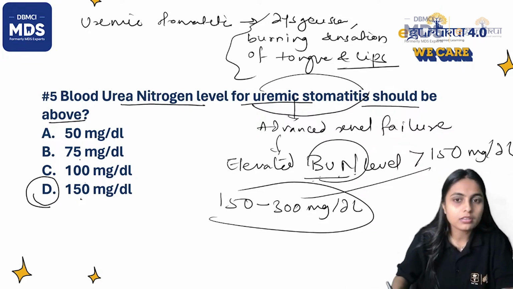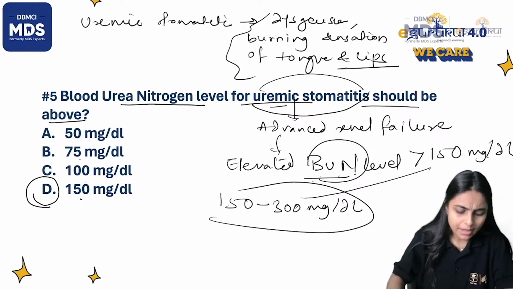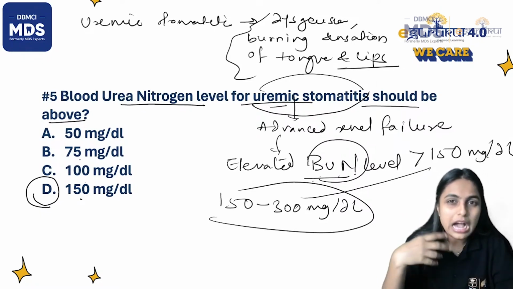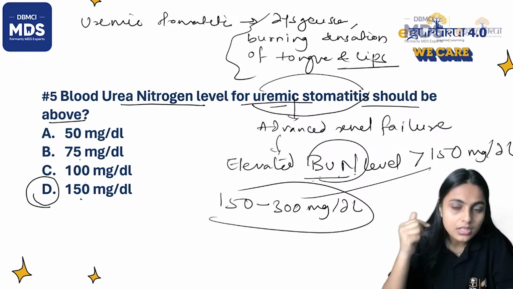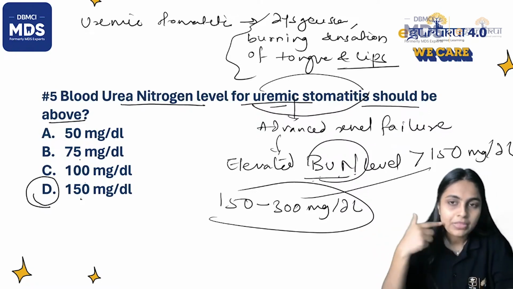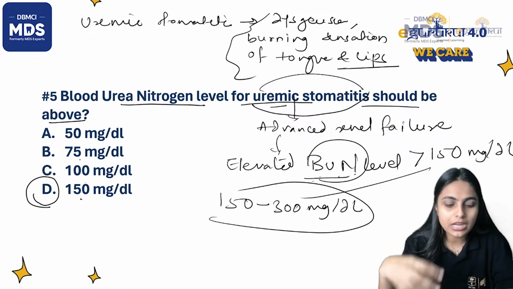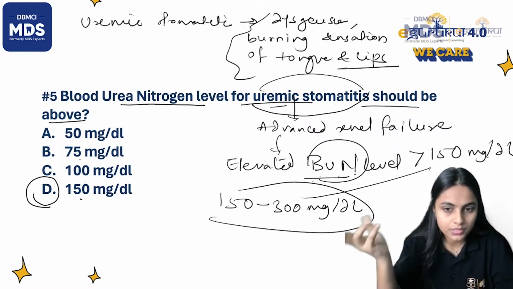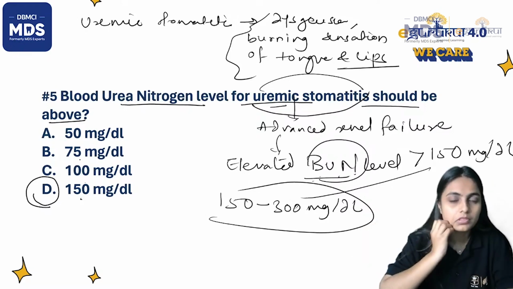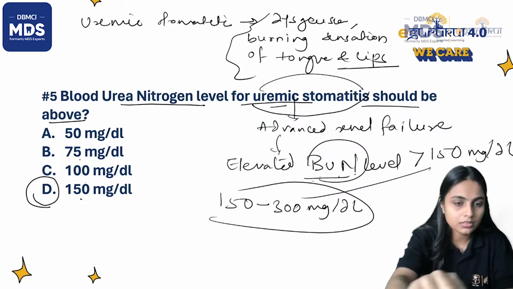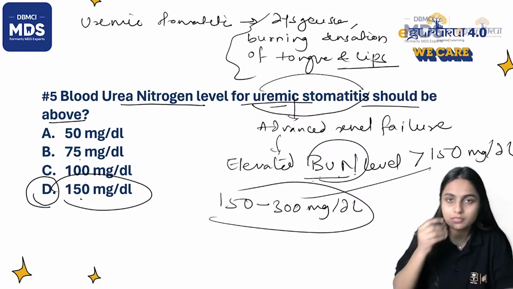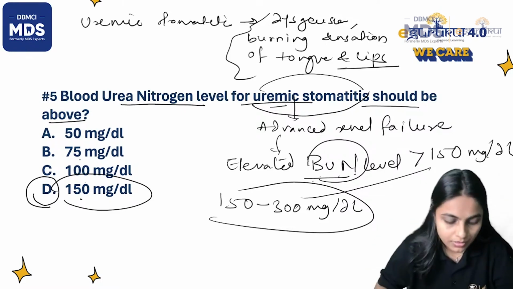Okay, in uremic stomatitis, what happens is there is an inflammation of oral mucosa, due to high blood urea nitrogen level. It is associated with renal function and urea accumulation. All right, so just remember this. You just have to remember the level, this numeric, for this question.